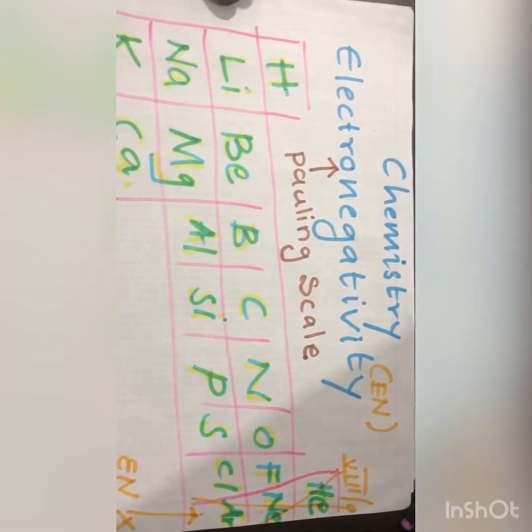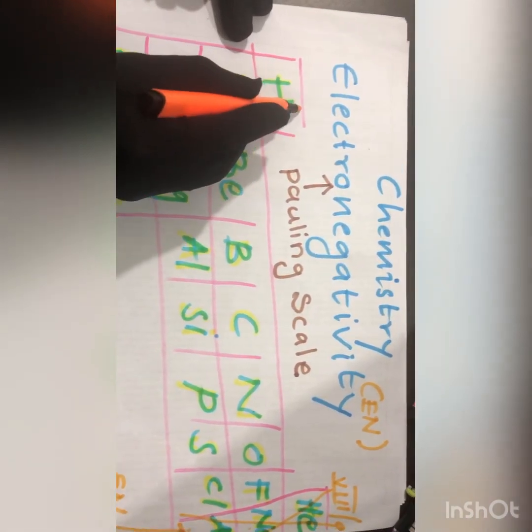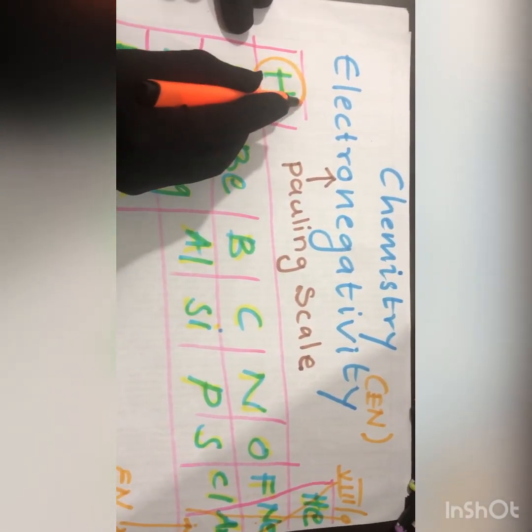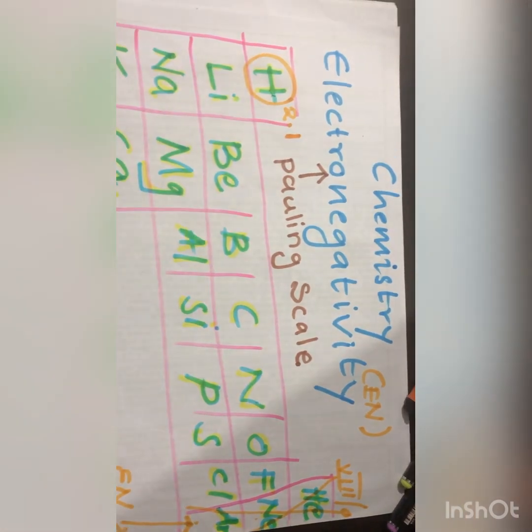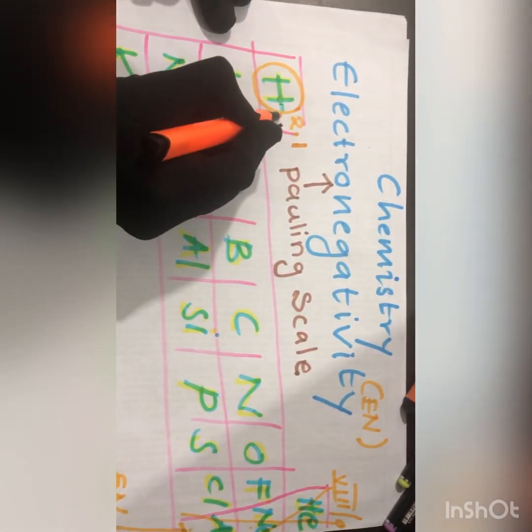Then you only have to remember the value for hydrogen. The electronegativity value for hydrogen is 2.1. You have to remember only this. Hydrogen, 2.1.